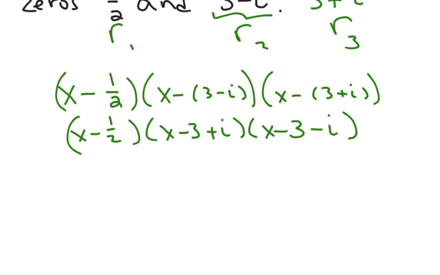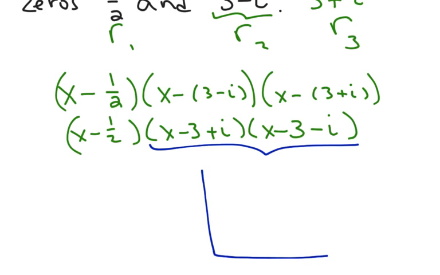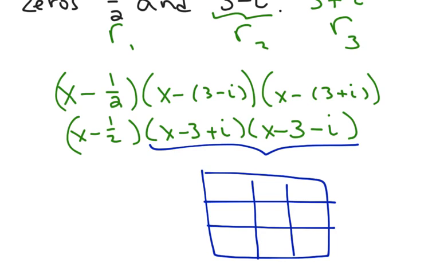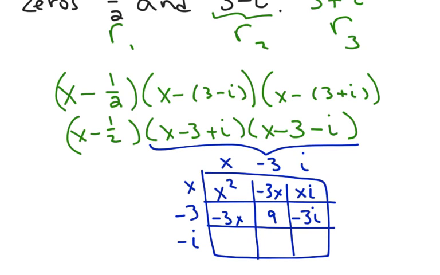Now, one of the ways that I've seen some of you using, instead of the little arrows for distribution, is the box. I think that is an excellent idea. You would have x, negative 3, and i on one side of the box, x, negative 3, and negative i on the other side, and then you would find the area of every box. x squared, negative 3x, xi. Negative 3x, 9, negative 3i. Negative xi, 3i, negative i squared.